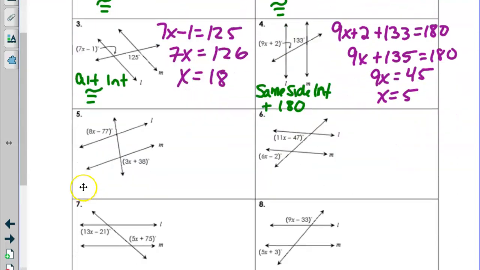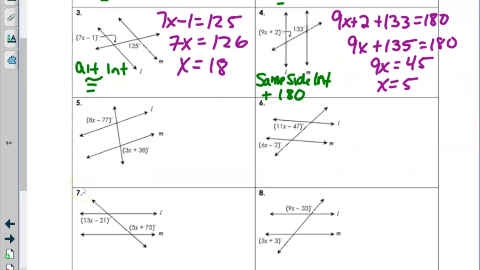Alright, number 5, what type of angle pair did we have there? Very good. What do we know about all alternate exteriors? They're congruent, right. So you did 8x minus 77 is equal to 3x plus 38. I'm going to skip the solving part. Let's just go into the value of x. What is x for number 5? 23. Wonderful.